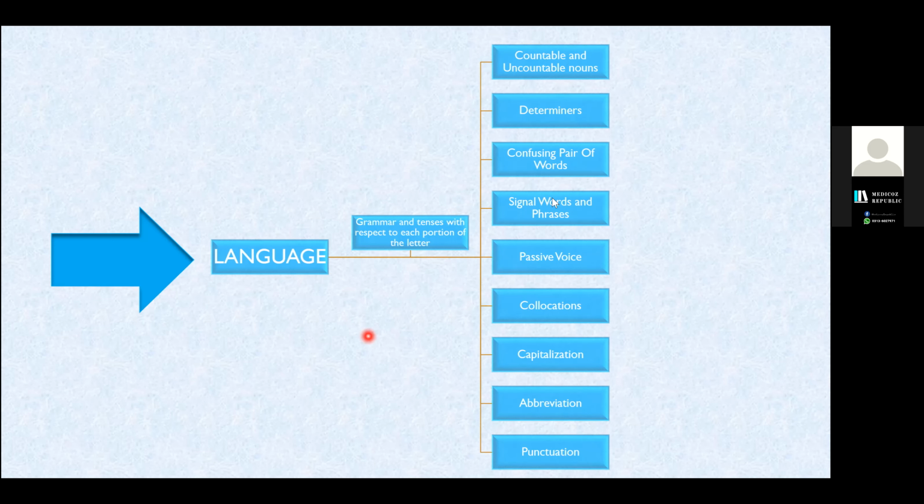So the things that we are going to cover will be these: countable and uncountable nouns, determiners, confusing pairs of words, signal words and phrases, passive voice, collocations, capitalization, abbreviation, and punctuation. So let's start.